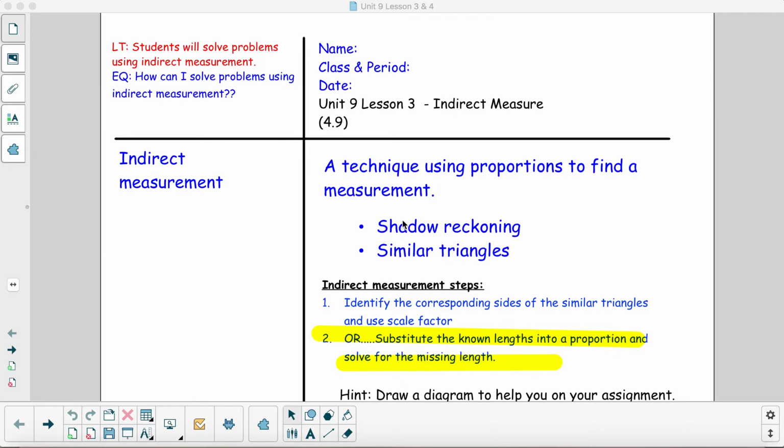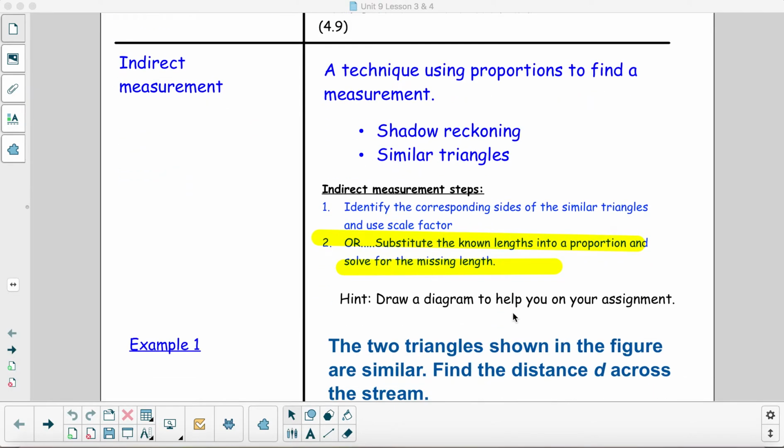Indirect measurement is a technique using proportions or scale factor to find a measurement. So today we are actually going to use shadow reckoning and similar triangles. Recently we worked on finding missing sides of a figure using scale factor. But today we are going to be substituting the known lengths into a proportion to solve for the missing length.